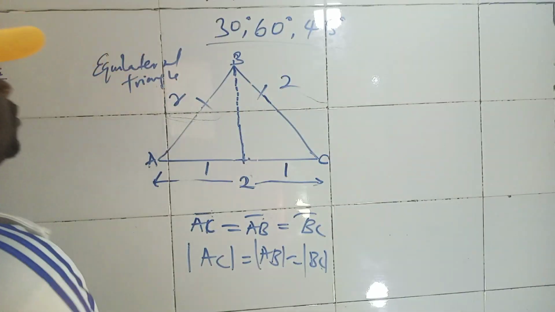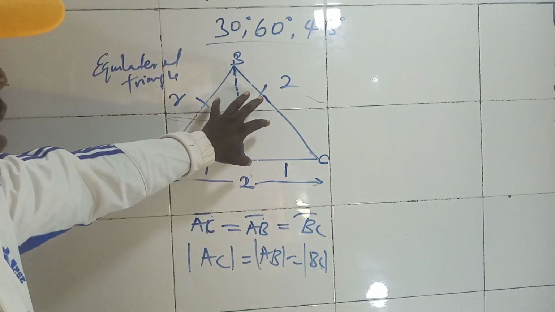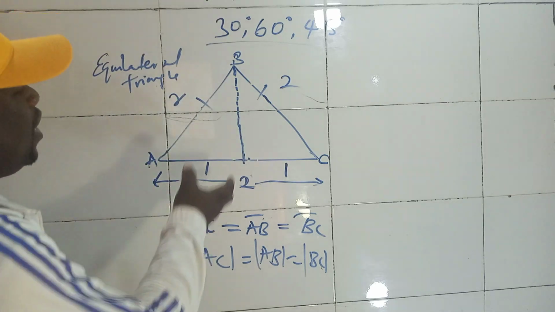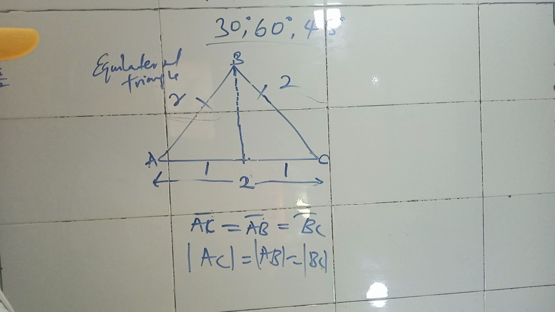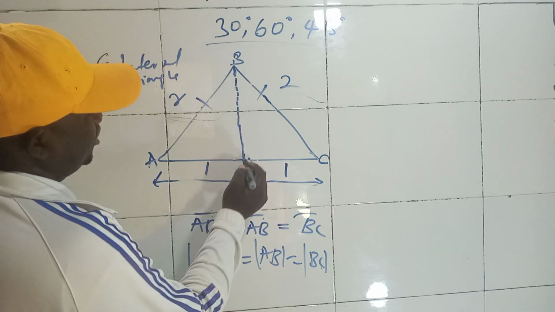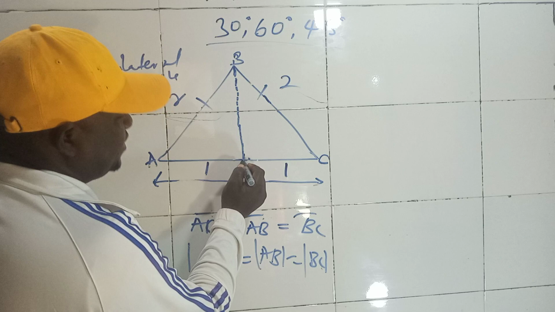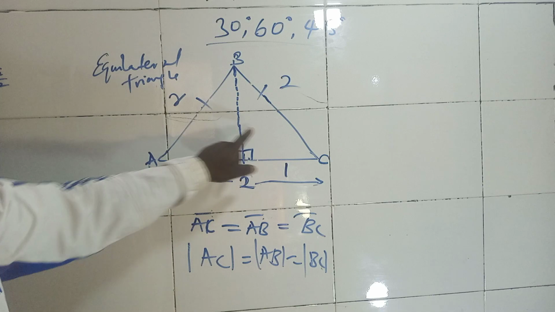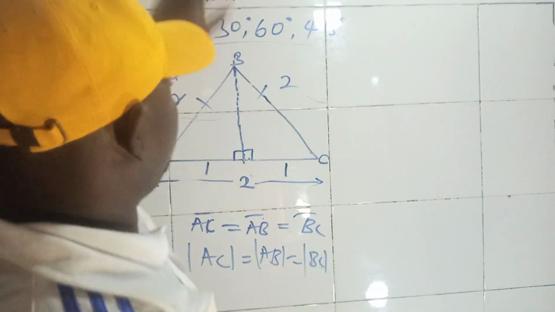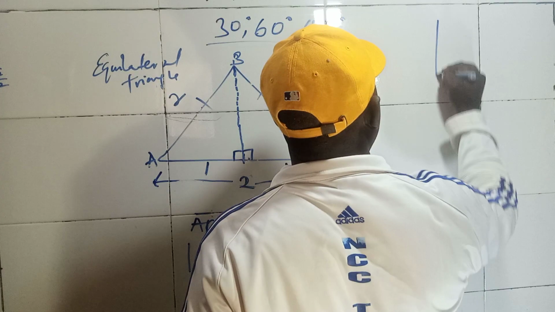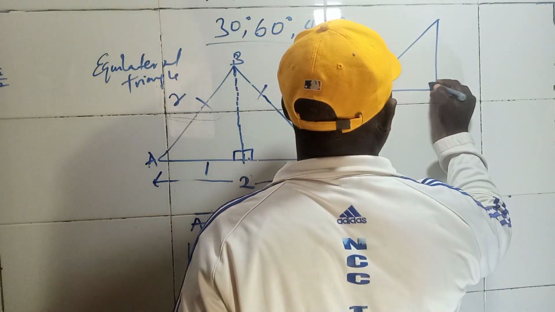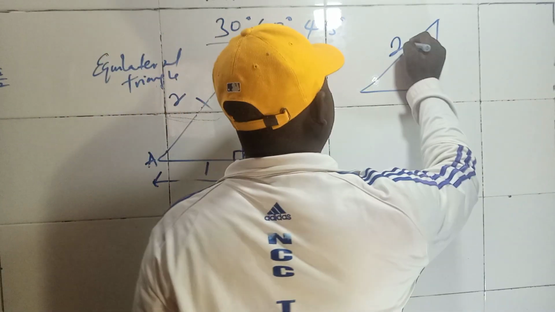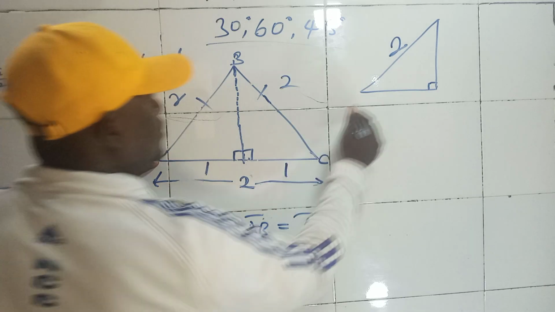So let's continue. Now I want to bring out something here. Now here we have an equilateral triangle. But from this equilateral triangle, we have brought out another triangle. If you look at it, I've drawn a line of bisection. Because this one has bisected this, it has made this angle 90 degrees. So I now have two right angle triangles. Let me now bring out one. Maybe I brought out this one. This is now the angle 90 degrees. So this place is 2. From here to here is 1.